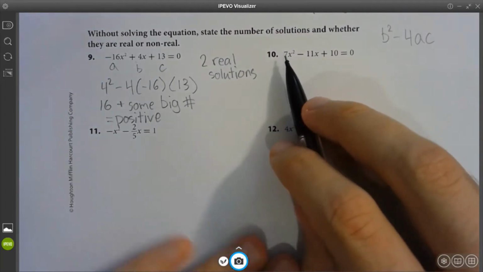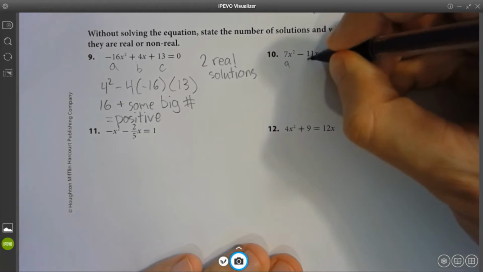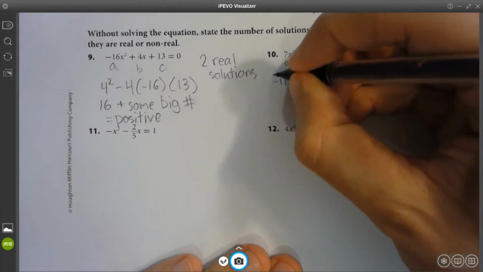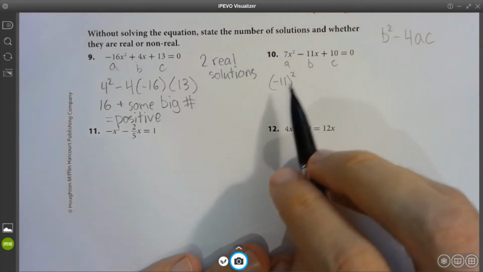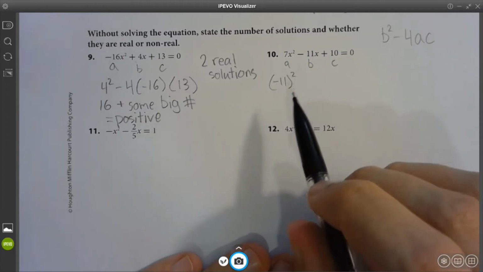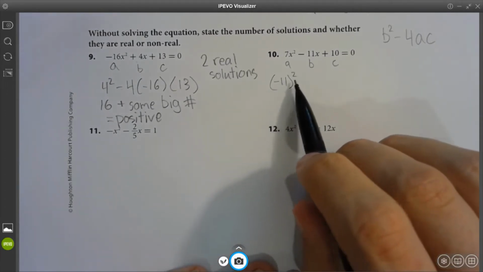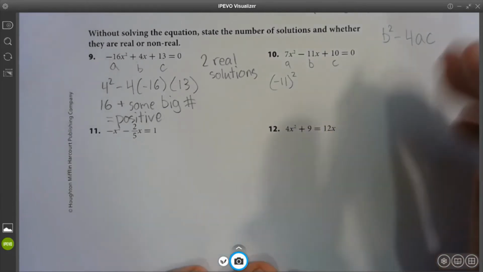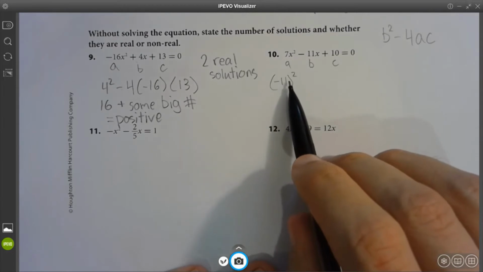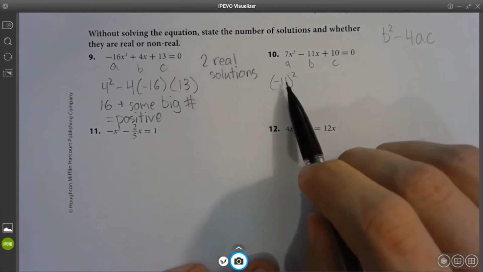Number 10, try it for yourself. And let's label. We have A and B and C. B squared is going to be negative 11 squared. Be very careful if you're doing some calculator work and you say negative 11 squared and you do not put parentheses, it will tell you it's negative 121. It's not. Don't believe it. Anything squared is positive. Well, any real number squared is positive. And you're given all real numbers in this stuff.